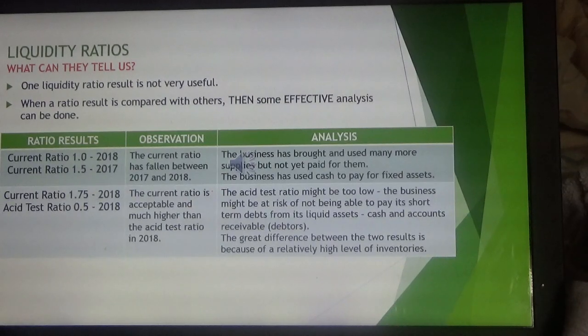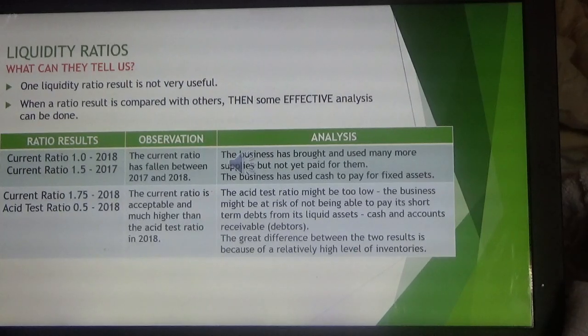And for the second situation, the current ratio is 1.75 in 2018, and another test conducted using the same situation, the acid test ratio, resulted in 0.5 in the same year. The current ratio is acceptable and much higher than the acid test ratio in 2018. And what's the analysis? The acid test ratio might be too low.